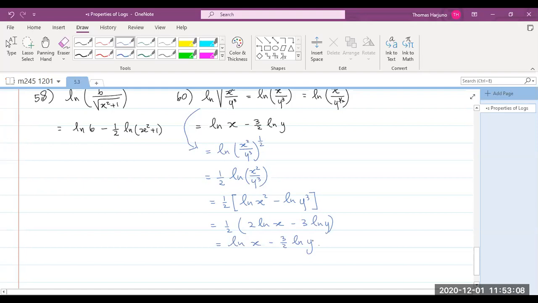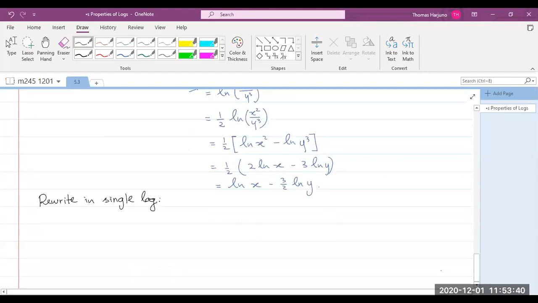Now, the reason I would like you to learn to do it fast is that on the next page, on page 406, we actually try to condense that or put them together in a single log. So basically rewrite in a single log. If you can do it fast, it will be much better, right?